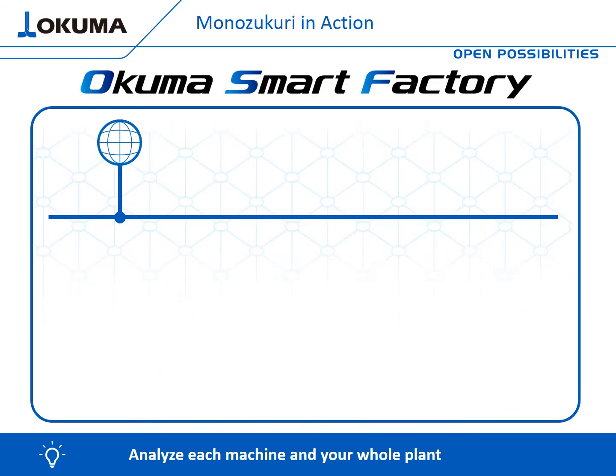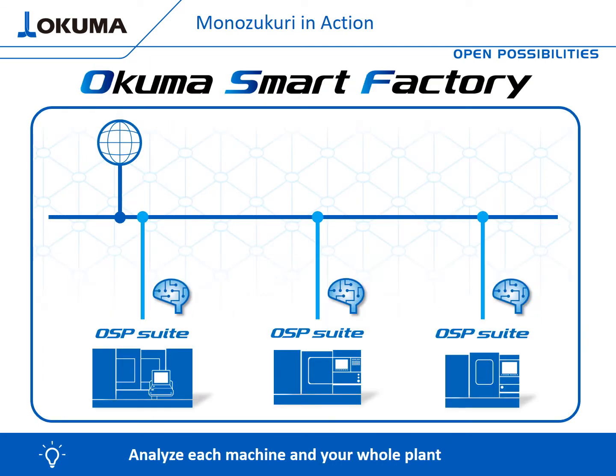So the first of Okuma's AI technologies resides within the machine, part of what we call OSP suite. Each machine looks at only itself and the data that it itself generates to make decisions about the health of a couple of very critical machine subsystems.